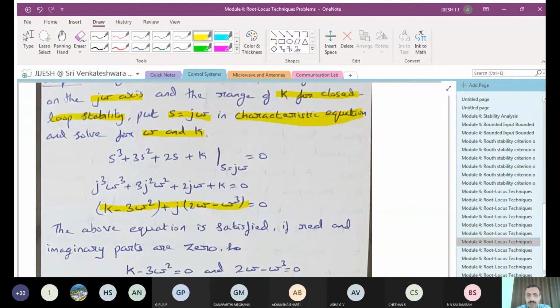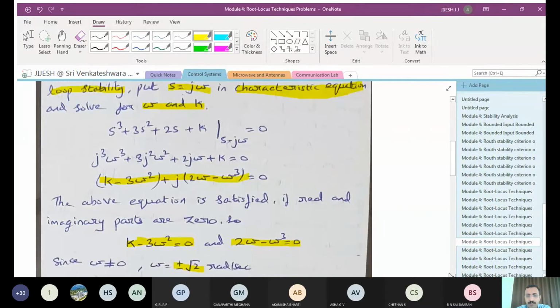So when you substitute that and simplify it, you will get k minus 3 omega square is equal to 0 and 2 omega minus omega cube is equal to 0. So you can further simplify that and find the values of omega. Since omega is not equal to 0, we can calculate that omega will be plus or minus root 2.